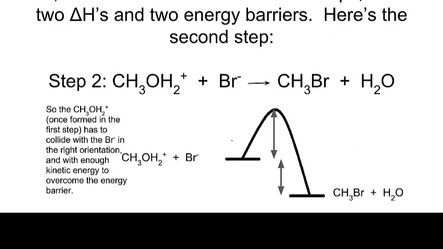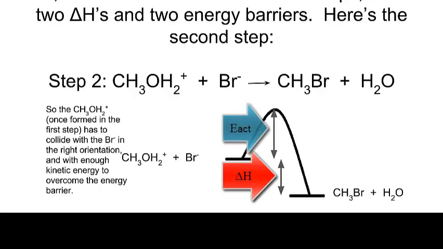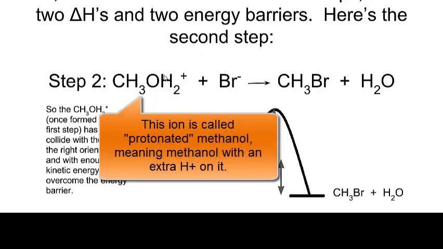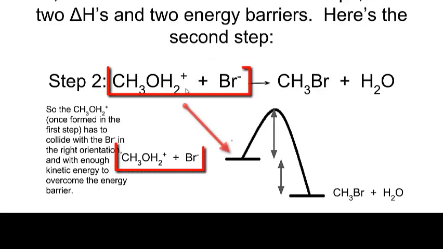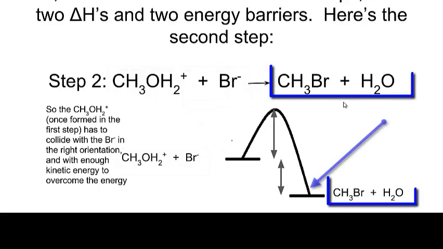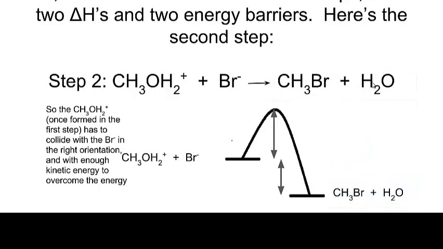Let's look at the second step. Since this mechanism has two steps, it has two delta H's, one for the first step and one for the second step. Two energy barriers in between. So here's the second step. That protonated methanol that we just made in the first step reacts with the bromine. Actually, what happens is the bromine comes in from the back of this molecule and pushes out the water from the front of the molecule. And so these molecules together have some amount of energy represented by this line right here. These molecules have much lower energy now because now we've gone back to stability. This is an actual molecule, and this is an actual molecule. And so it's a much lower energy, so the delta H for that second step would be negative.